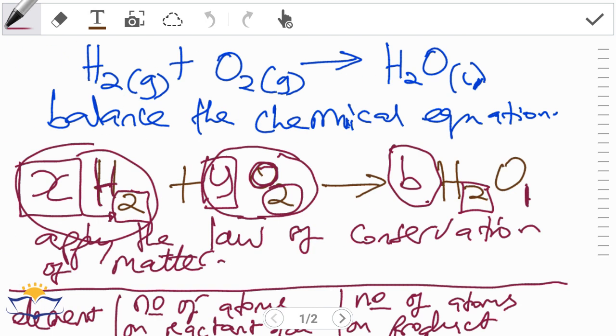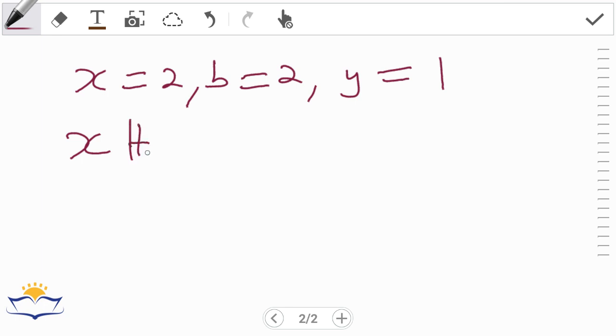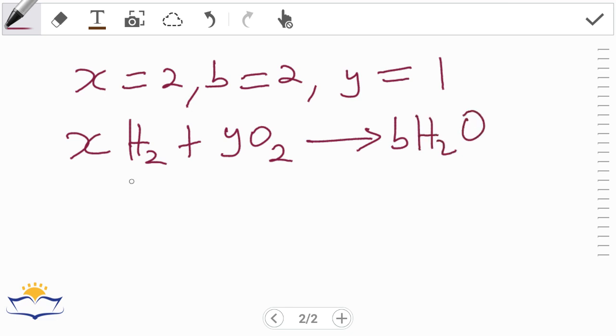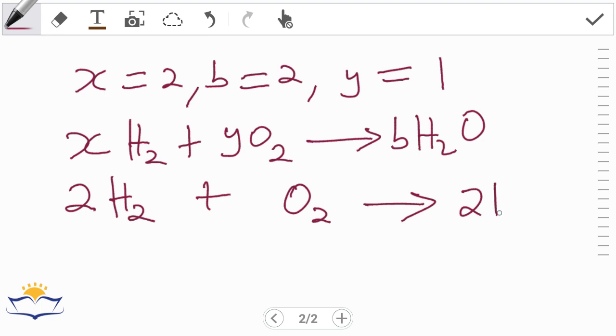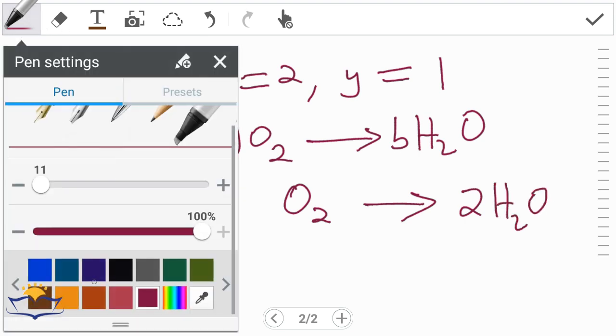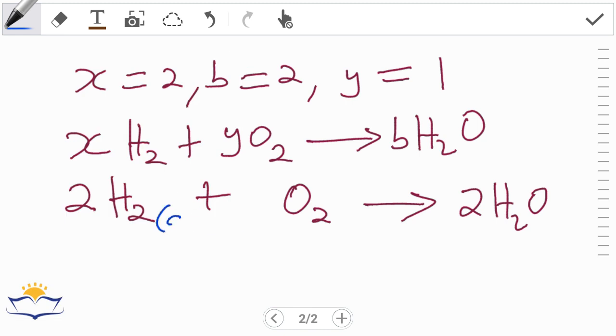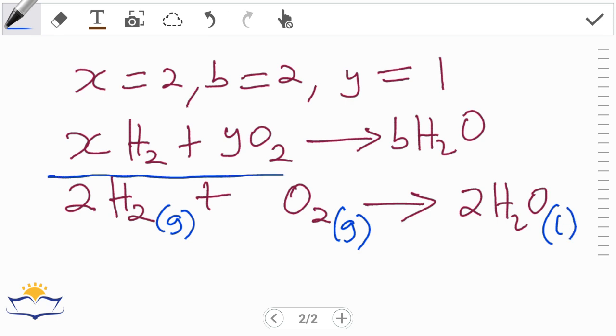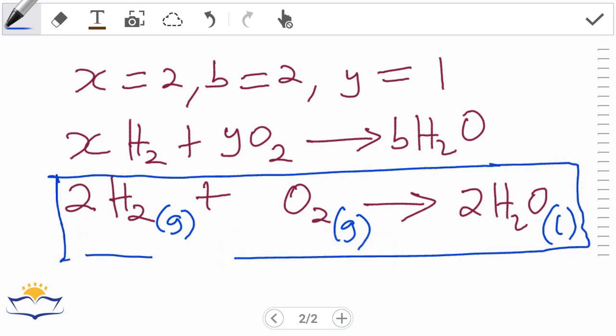The equation was x H2, y O2, b H2O. Here x is 2, here y is 1, and here b is 2. A 1 we don't write. Then the last step, we put back the states of matter. Here we had gas, here gas, and here liquid, a small letter l. So there is your balanced equation.